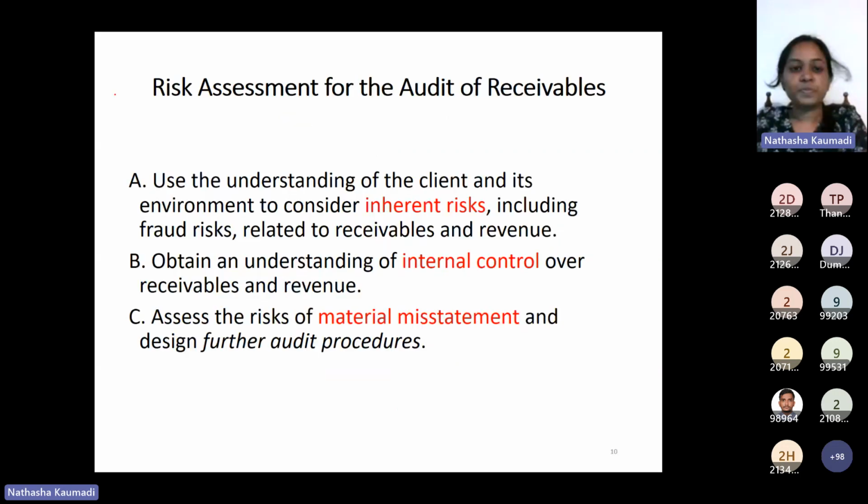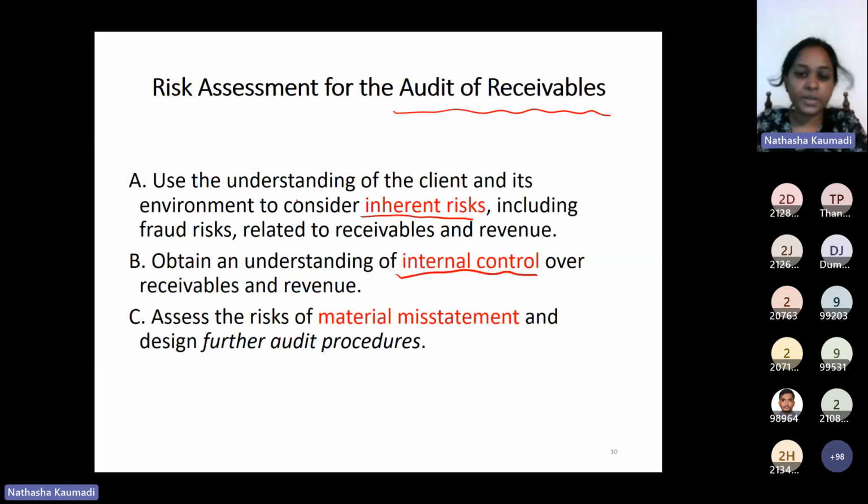Okay, now risk assessment for the audit of receivables. Risk assessment. Now previously I discussed that. It is again mentioned here. First of all, you need to understand the client and the environment, and you need to get the inherent risk. Inherent risk first. And then you obtain an understanding about the internal controls. What are the internal controls placed in the receivables and revenue? And then what you do?